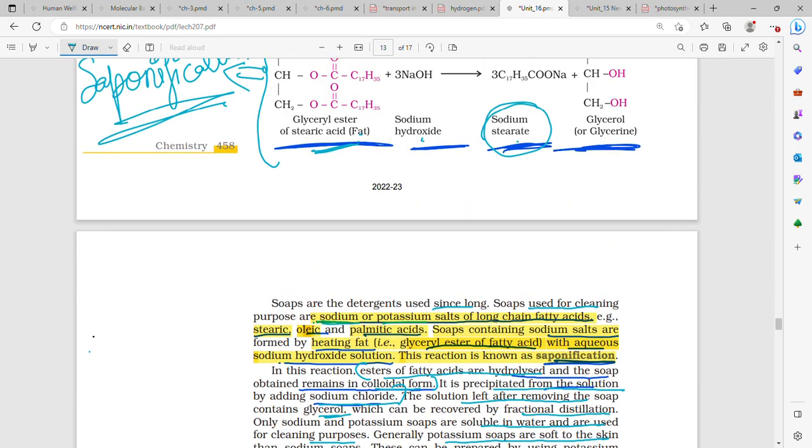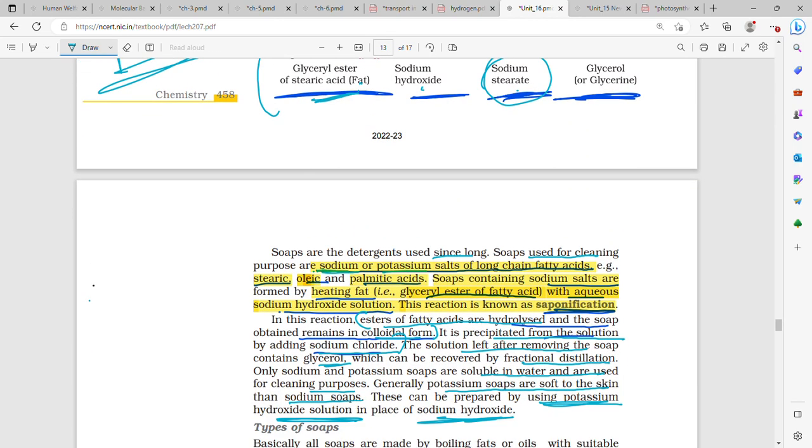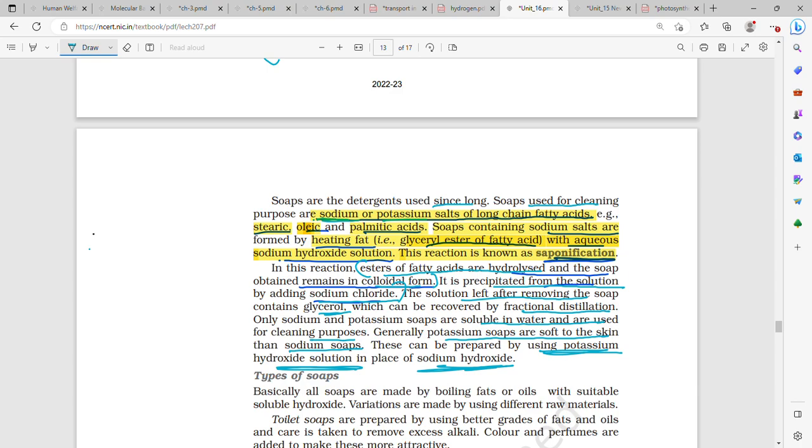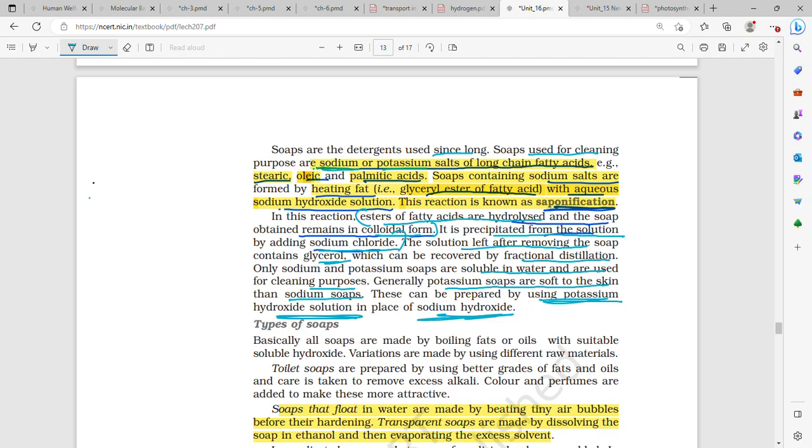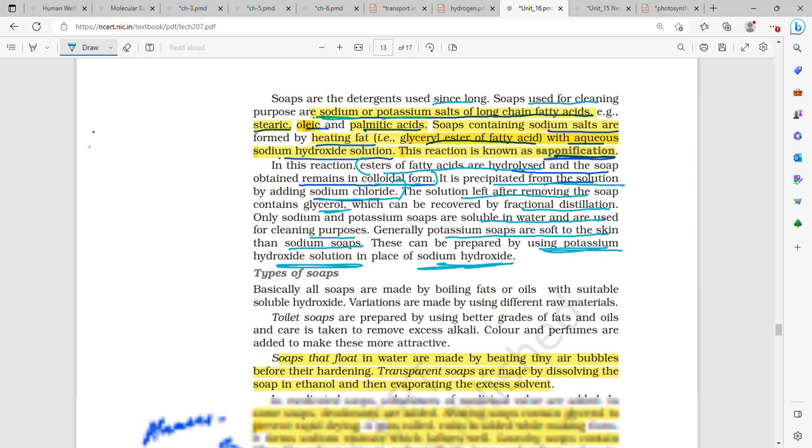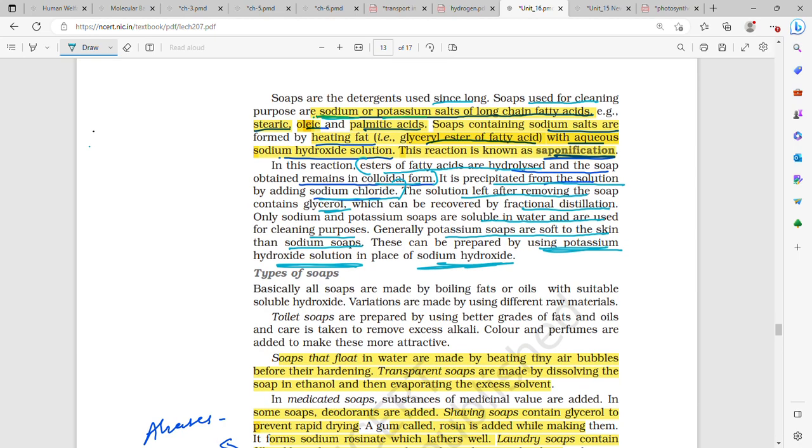So soaps have been used since long, and the soaps which are used for cleaning purpose are either sodium or potassium salts of long chain fatty acids, and they can be stearic, oleic and palmitic acid. So the soaps containing sodium salts are formed by heating fat, that is glycerol ester of fatty acid, with aqueous sodium hydroxide solution, and this reaction is called saponification. The esters of fatty acid are hydrolyzed, and the soap obtained remains in colloidal form. Till when does it remain in colloidal form? It remains in colloidal form till it is precipitated from the solution by the addition of sodium chloride, that is NaCl.